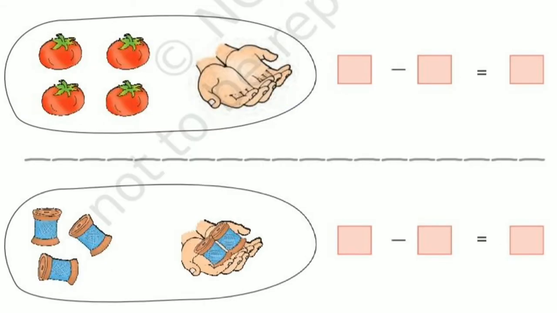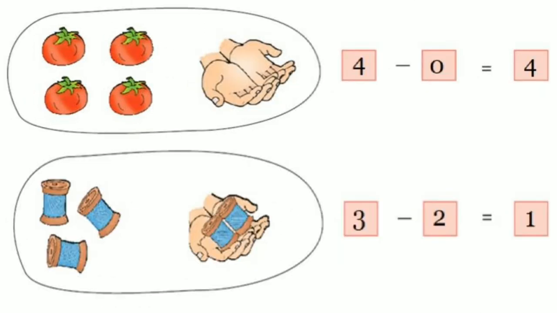Next, here there are some tomatoes. How many tomatoes are there here? 1, 2, 3, 4. If we do not take out any tomatoes, how many will be remaining? 4 minus 0 is equal to 4, because we are not taking any tomatoes. So the tomatoes will remain the same. 4 minus 0 is equal to 4. Whenever you remove 0 from any number, the number remains the same.